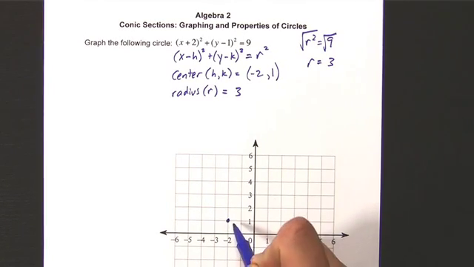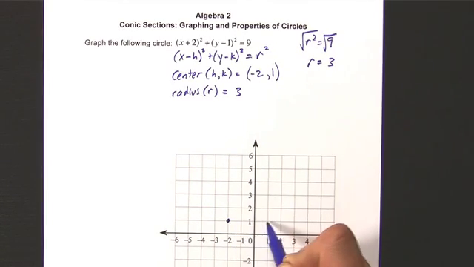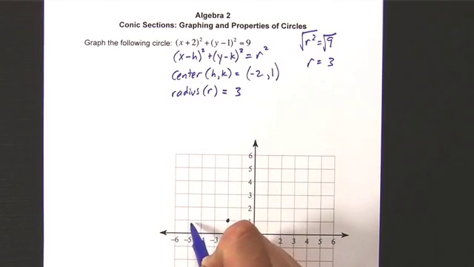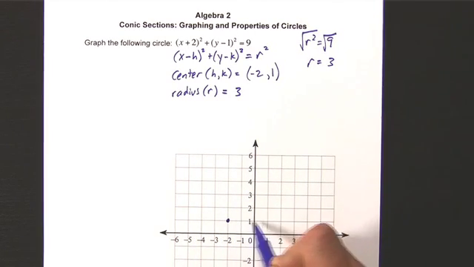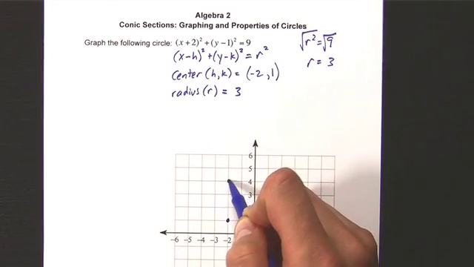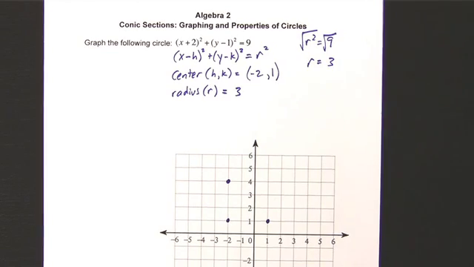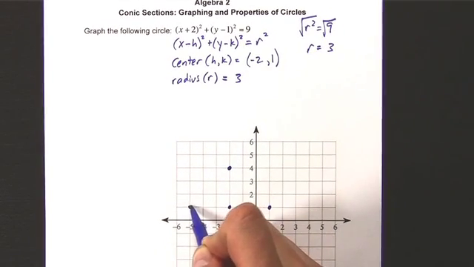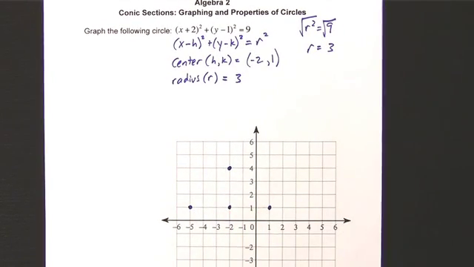So the easiest way to graph this now is to just go 3 units in all directions. From the center, I'm going to go 3 units this way and plot a point. Then I'm going to go up 3 units this way and plot a point. Then I'm going to go over 3 units this way and plot a point. And I'm going to go down 3 units and plot a point. And with these 4 points, I can easily trace a circle.